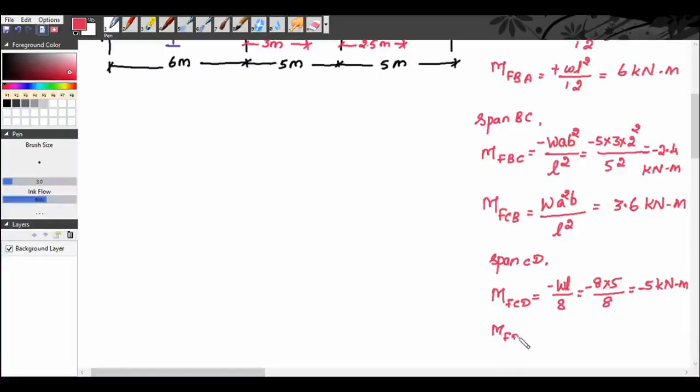Similarly, MFDC will be equal to plus WL by 8. That is equal to plus 8 into 5 by 8. We get it as 5 kilonewton meter. So first step is over.